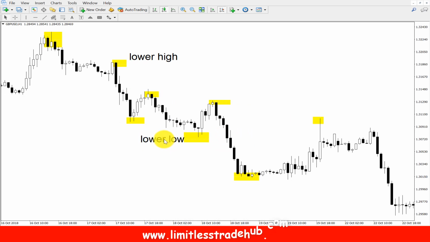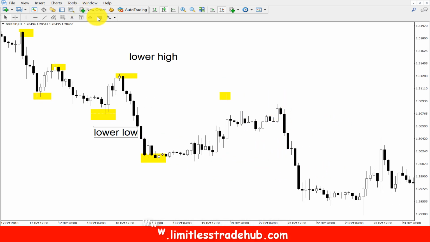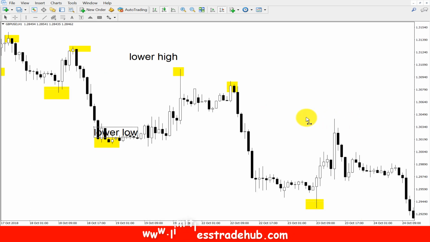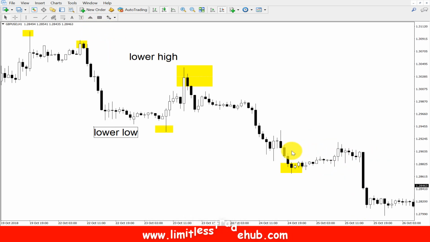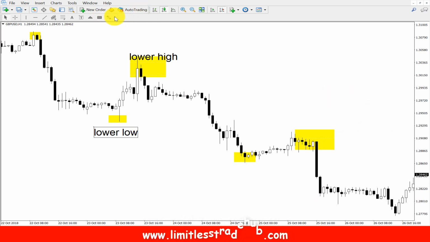This is a lower low. This is a lower high, this is a lower low. Again, this is a lower high. This is a lower low. This is a lower high. This is a lower low. Lower high. Again, lower high and lower low. Our lower high point and lower low point. Again, the market is creating continuously lower high and lower low points.